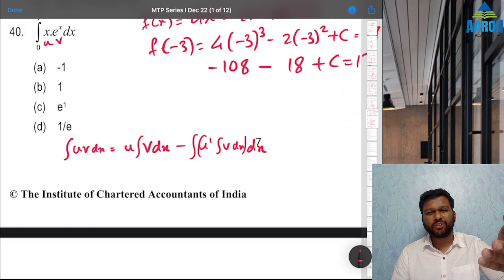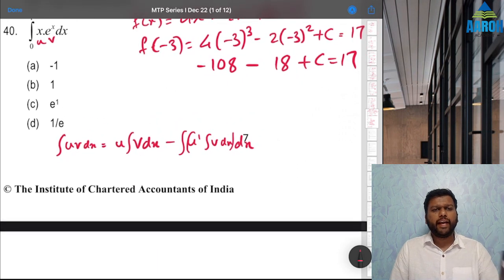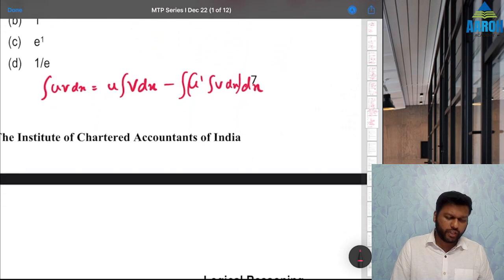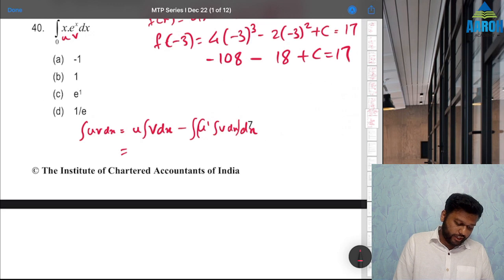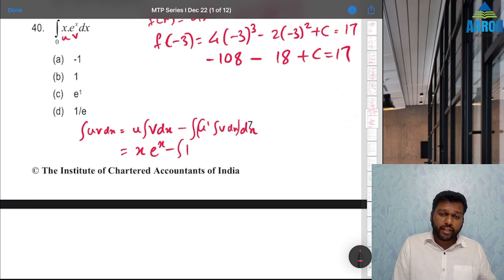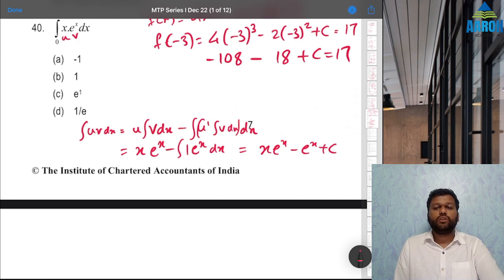Fine. You must know that LIATE rule, that is also good. So x is u, e raised to x is v. Let's put it here. So that is going to be x into integration of v, that is e raised to x, minus integration of u dash, that is 1, into integration of v, e raised to x dx. So that is nothing but x e raised to x minus, again integration of e raised to x is e raised to x, plus c. So x e raised to x minus e raised to x plus c.